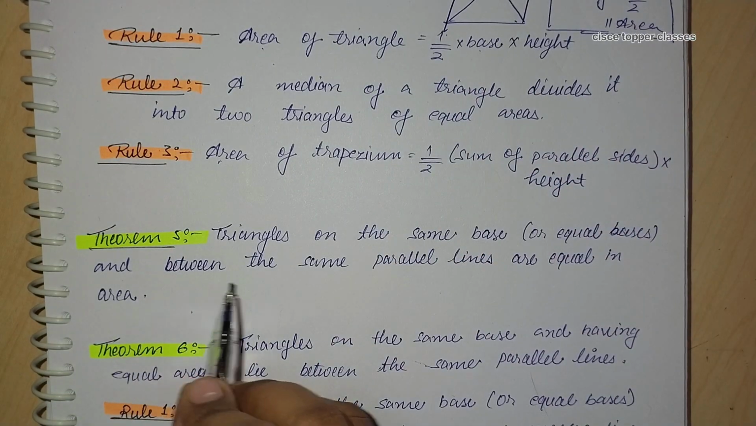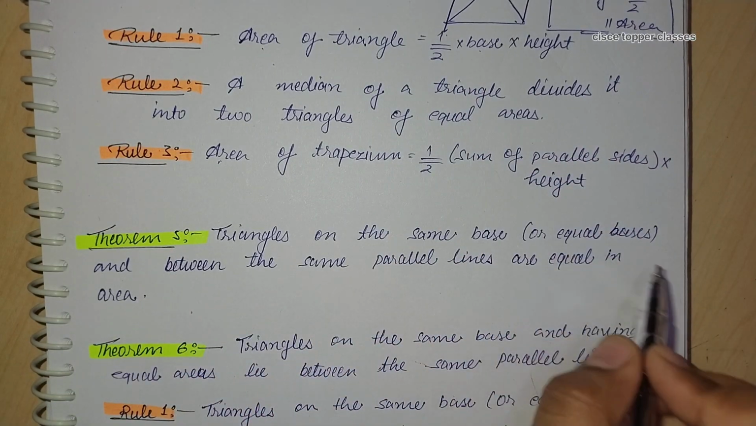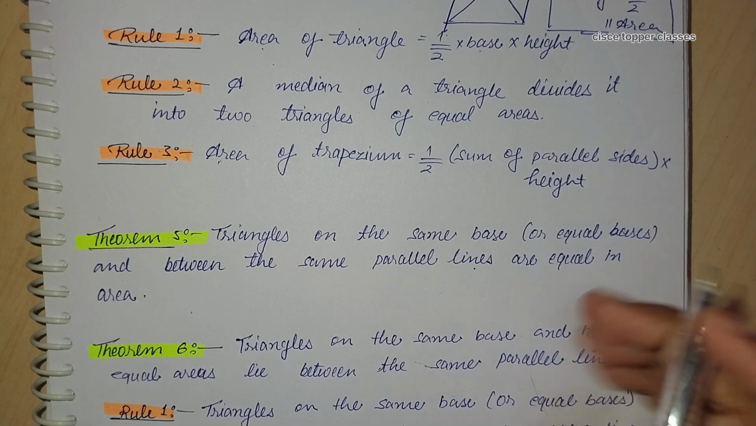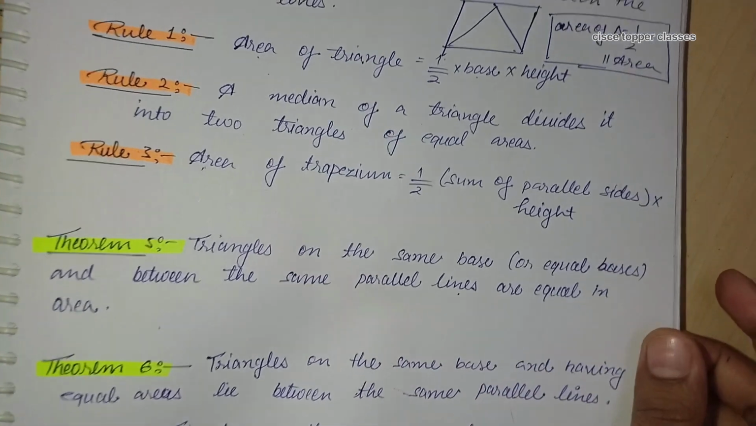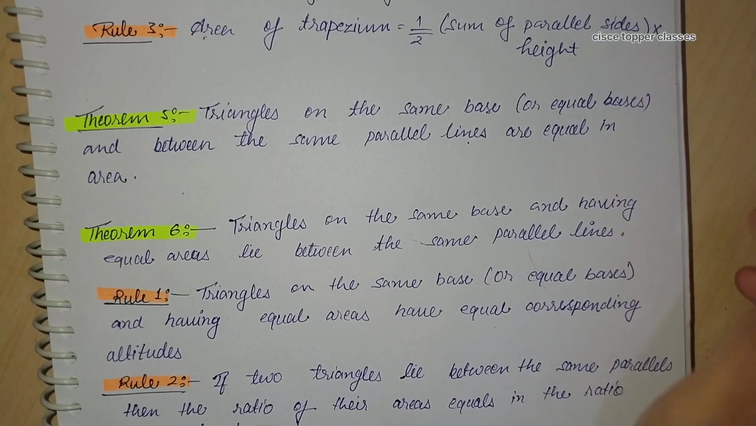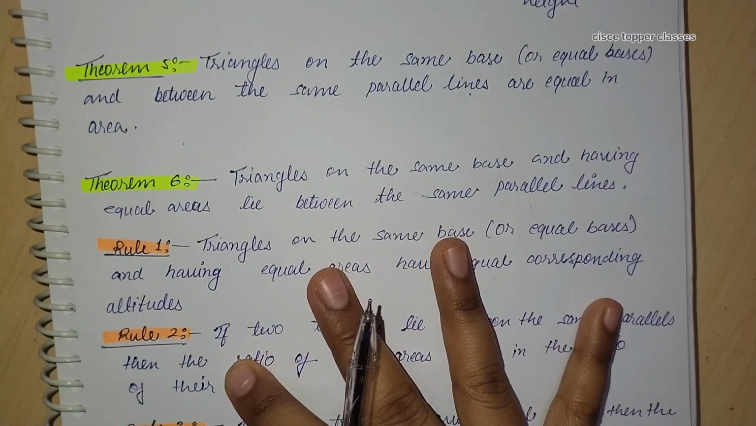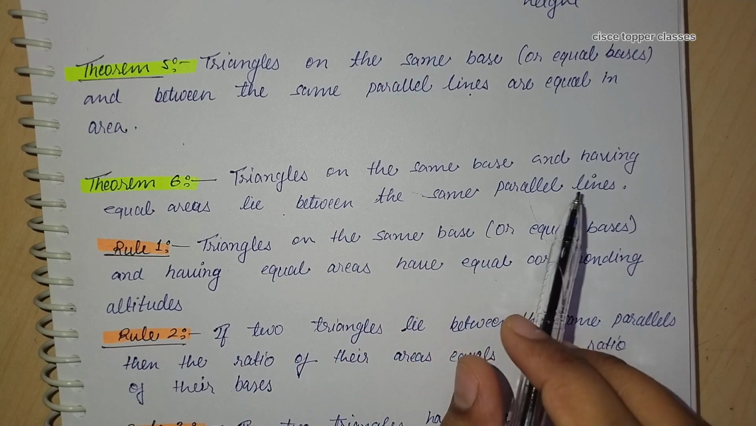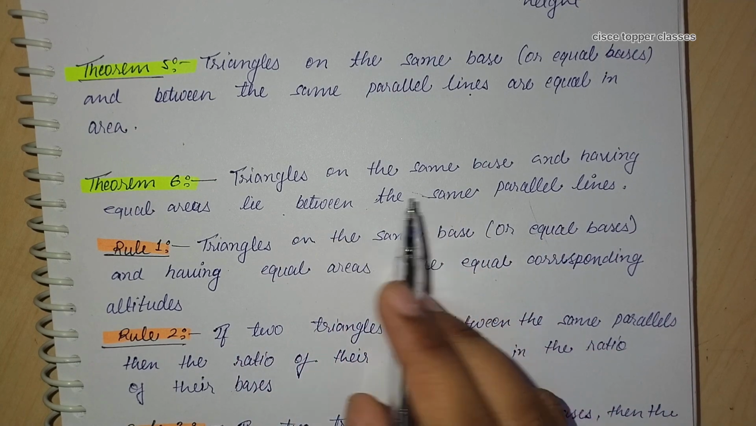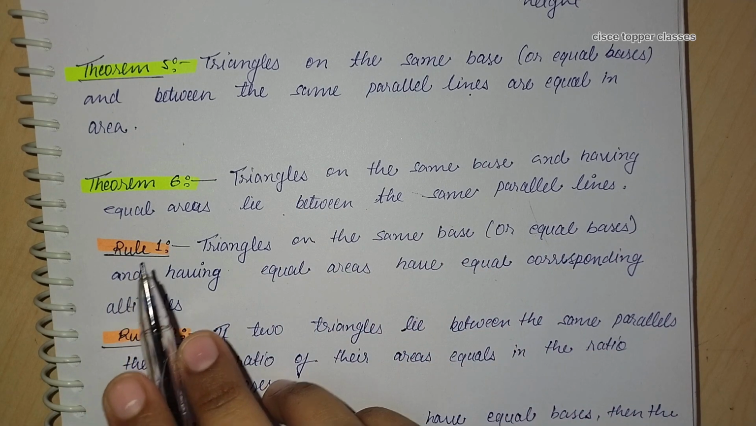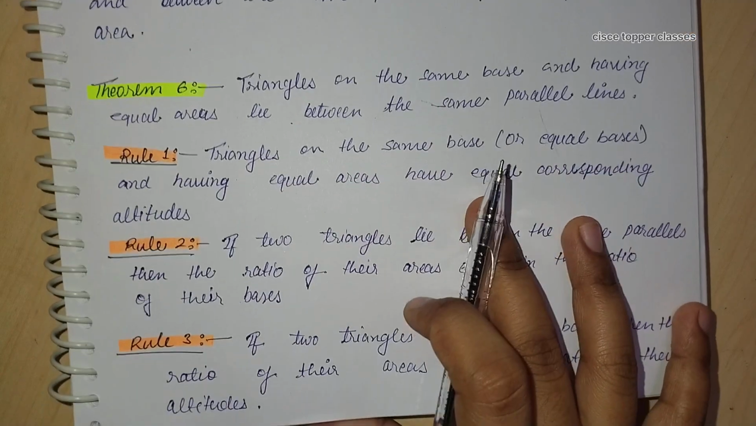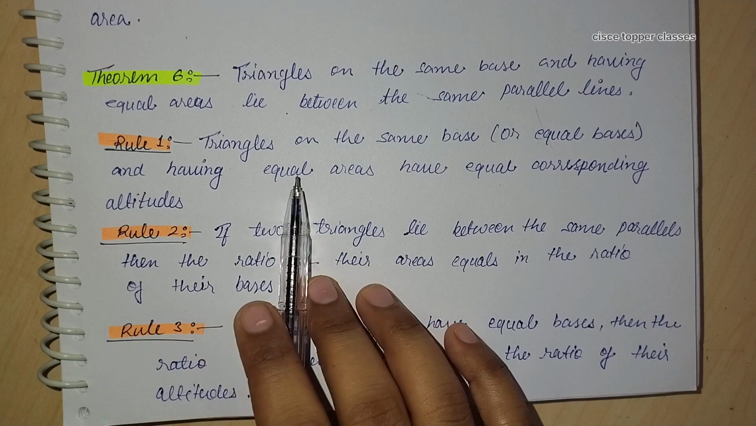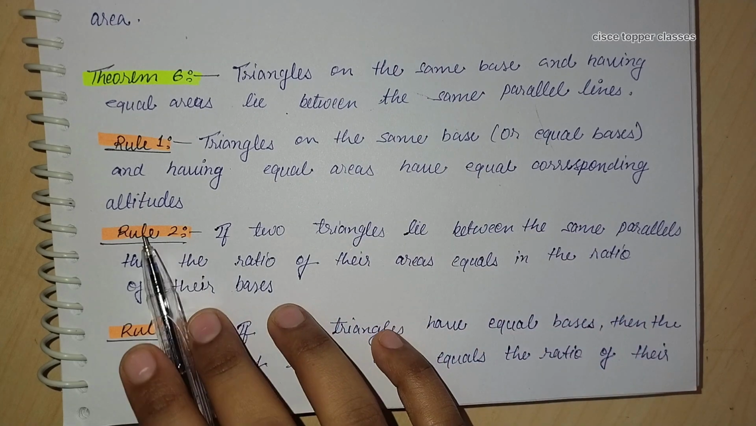Now we have theorem 5: triangles on the same base or equal bases and between the same parallel lines are equal in area. So if the triangles are on the same base and between the same parallel lines, then both triangles are equal in area. Theorem 6 says that triangles on the same base and having equal area lie between the same parallel lines. Similar to the case of parallelograms we discussed previously, according to this theorem three rules are concluded. Rule 1: triangles on the same base or equal bases and having equal areas have equal corresponding altitudes.